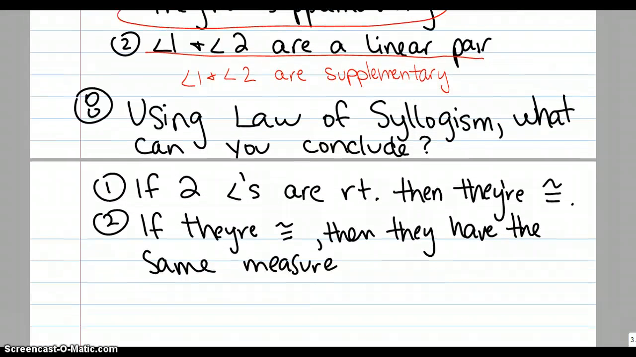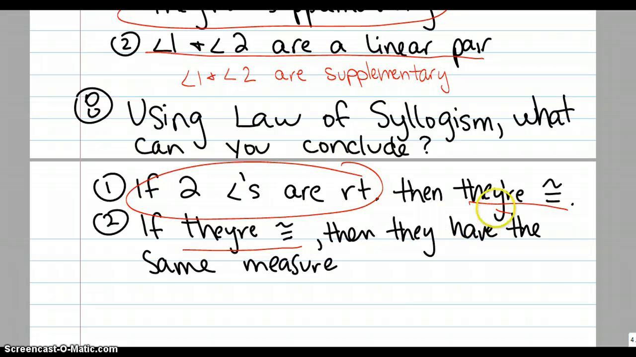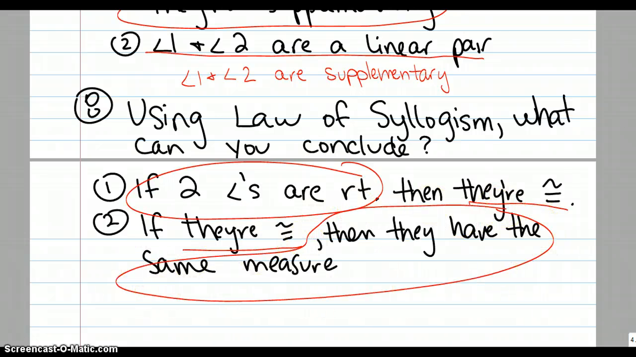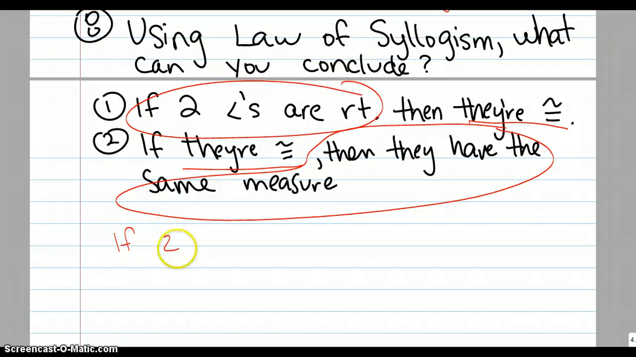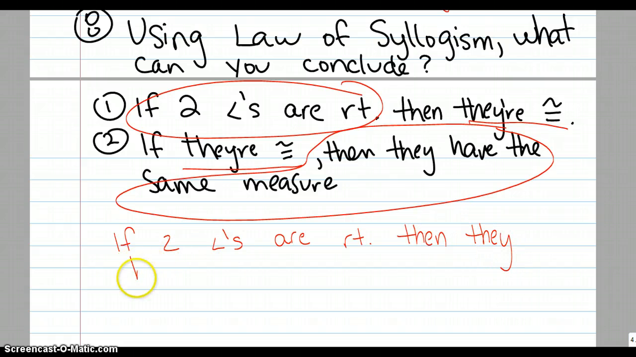And then law of syllogism is where the end of the first matches the beginning of the second. It's talking about if 2 angles are right, then they're congruent. If they're congruent, then they have the same measure. So if the end of the first matches the beginning of the second, then you can link the very beginning with the very end. And you would write: if 2 angles are right, then they have the same measure. Sorry about that, that was not very good.